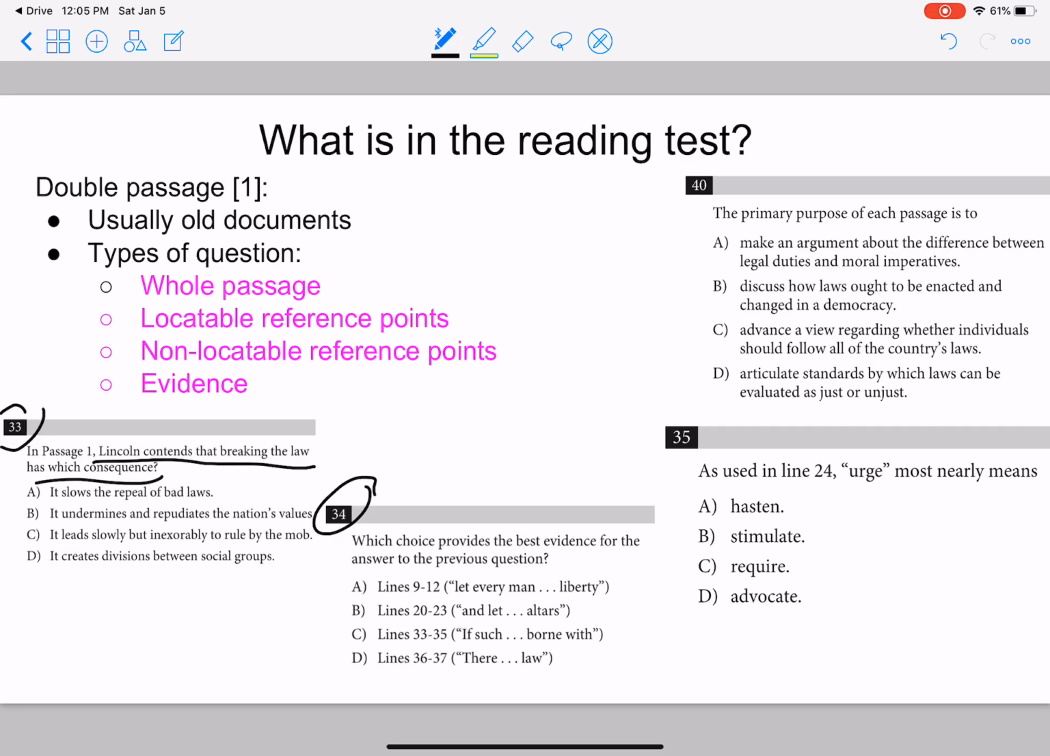This one you can just see as an evidence question. It gives you some line numbers: which choice provides the best evidence. Then you have this one right here: the primary purpose of each passage is to. So you need to read both passages to answer that question. So that's a whole passage question. And number 35: as used in line 24, urge most nearly means. So it gives us exactly where we can look for the answer, line 24, so that's a locatable reference point question.